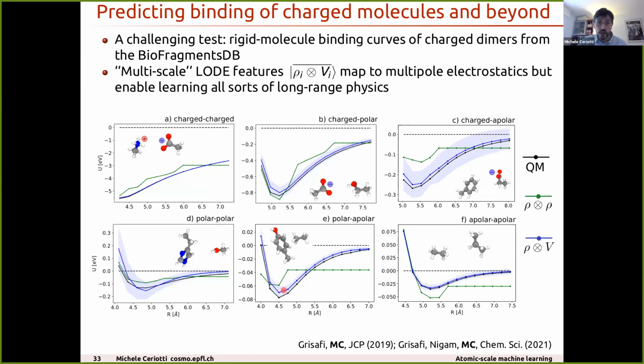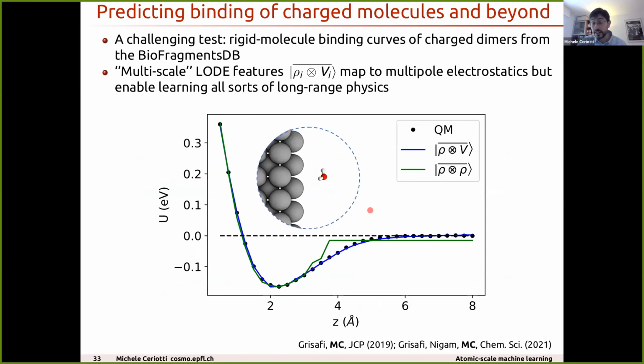And actually, this allows you to learn interactions between molecules, not only charged residues, but also all sorts of intermolecular interactions. And something that actually surprised me is that we can learn also something as subtle and delicate as the interaction between a molecule and a metallic surface, which is, of course, an extremely polarizable system. Nevertheless, this model can capture the correct behavior of the interaction curve.